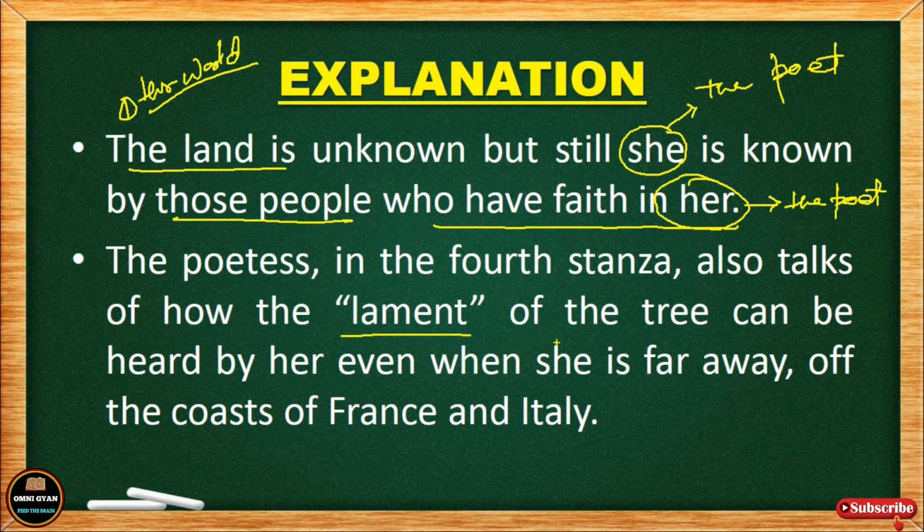Iska matlab wo tree ka jo rona hai, the crying of the tree, the sorrow of the tree can be heard by the poet even when she is far away. Okay, in the earlier lines we have learned that the crying of the tree will reach to some unknown land, right? So the poet is not there in the unknown land.